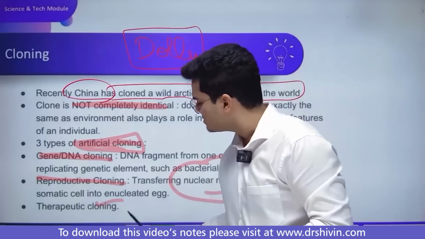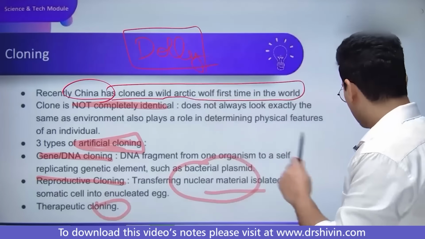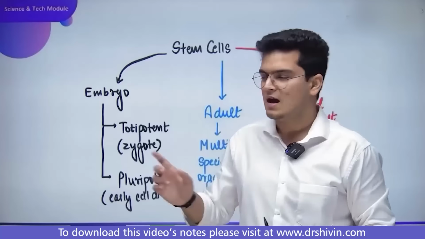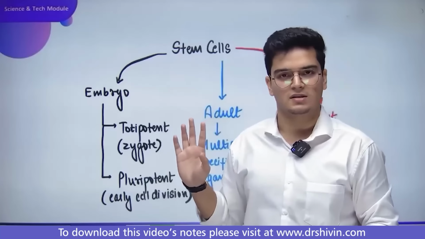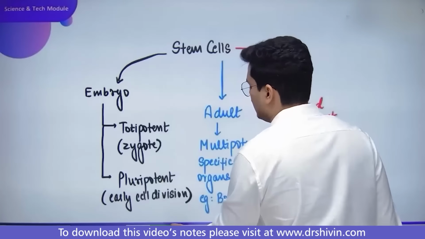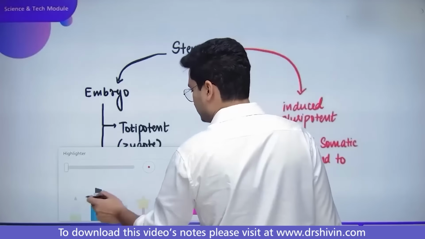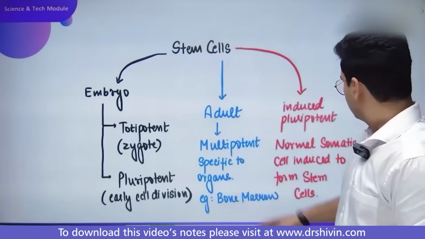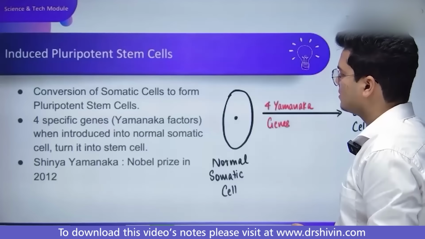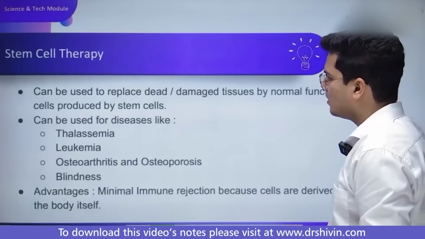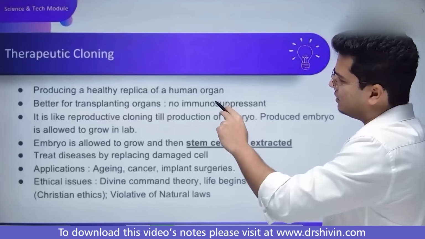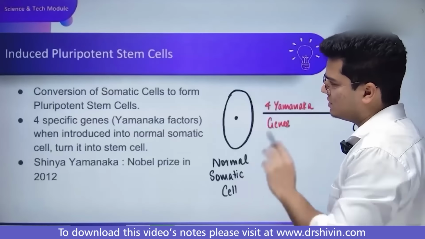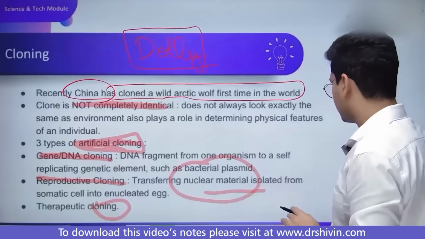And the third thing is therapeutic cloning. Now the question is, what is therapeutic cloning? Therapeutic cloning we will study after we have read stem cell technology. So first we should read stem cell technology. Okay. Stem cells. When stem cells are finished, after that we will read therapeutic cloning. Okay, just showing you that it is in the slide, so there is no need to be afraid.